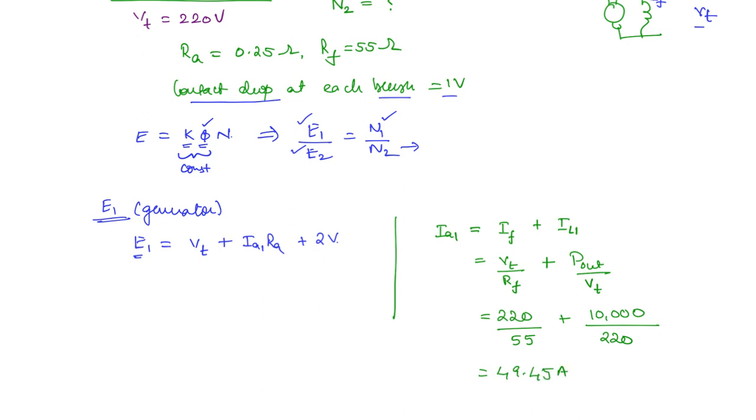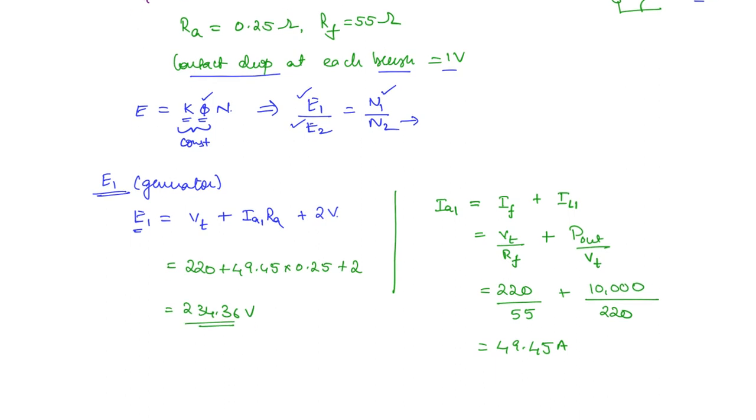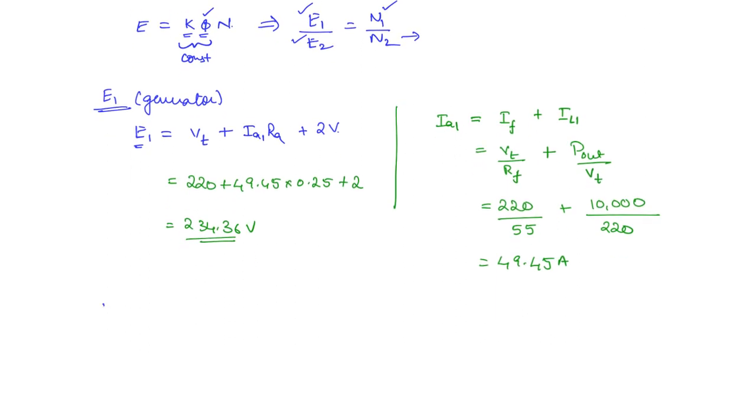So this if you calculate, you're going to get 49.45 amperes. Okay. So here E1 will be equal to 220 plus 49.45 into 0.25 plus 2. So you're going to get 234.36 volt. This is E1. Similarly, you will find E2. This is the case where it is working like a motor. So for the motor, E2 will be equal to the terminal voltage minus the drop across the armature and the brush contact. So this is going to be IA2 into RA minus 2.